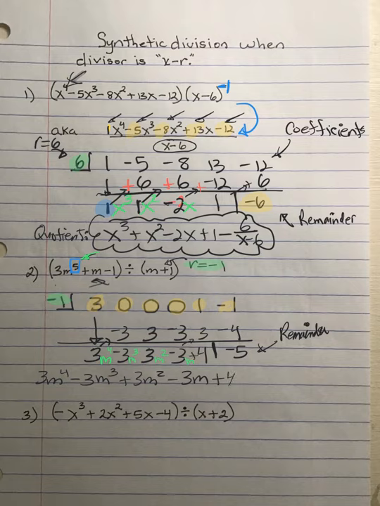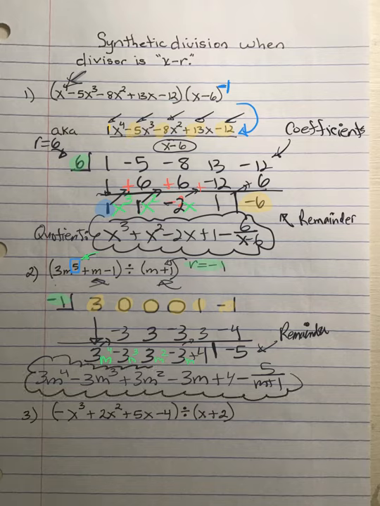That's that plus 4 minus 5 over, and then remember our divisor was really m plus 1. So that's lots and lots of terms on this one. Okay, so let's look at one that doesn't have so many 3's going on.